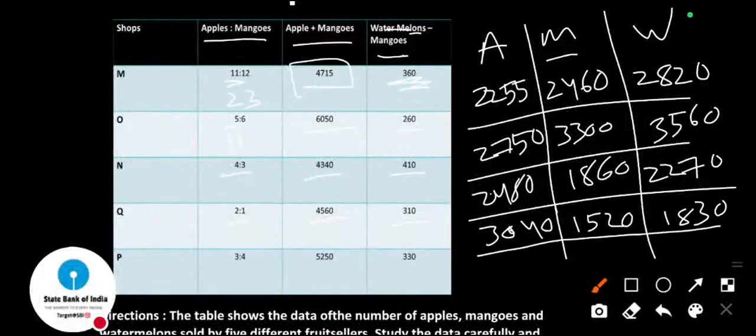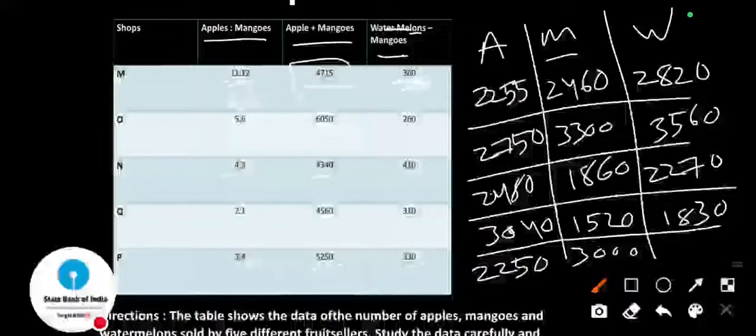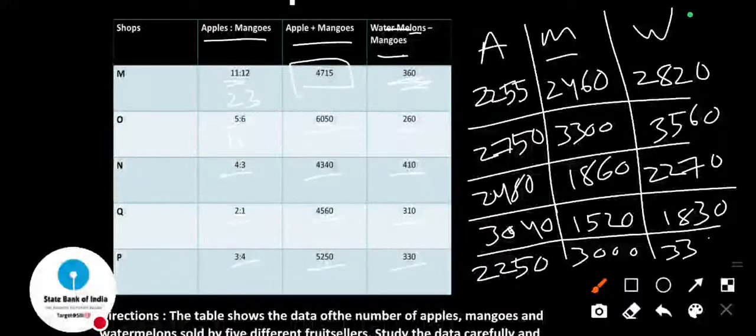Next, the last one. 7 parts value is 5250, so one part value will be 750. So one part value 750 means 3 into 750, which will be 2250. Next, 4 into 750 is 3000. Adding 330 to 3000, we get 3330 as the answer for this one. So this is the table that we got.